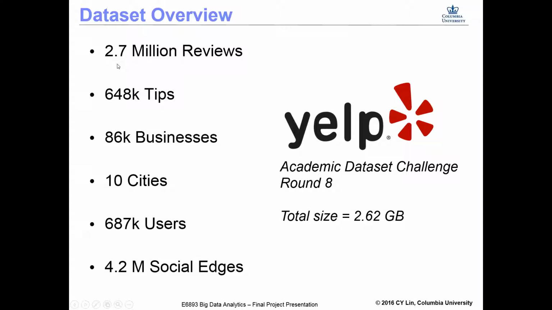The raw data contains just about 2.7 million reviews and 648,000 tips about 86,000 businesses across 10 cities, all by 687,000 users. Now the dataset does also have edges between these users, which user is a friend of whom, and that is a total of 4.2 million social edges. The total size of this dataset is 2.62 gigabytes.